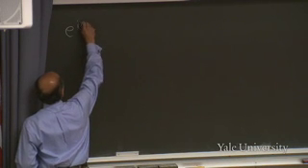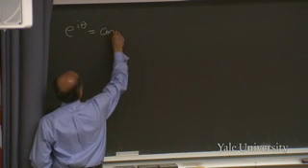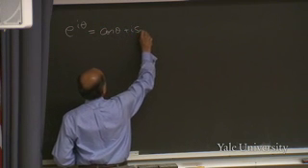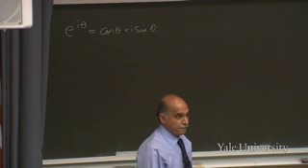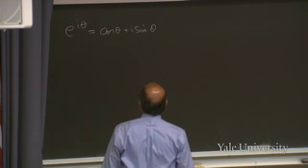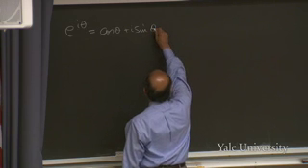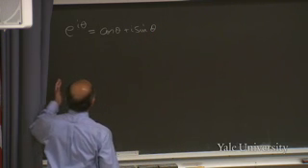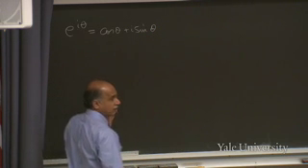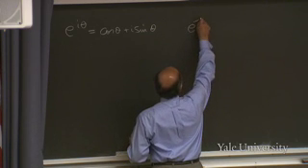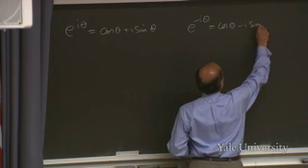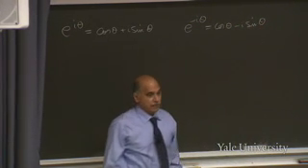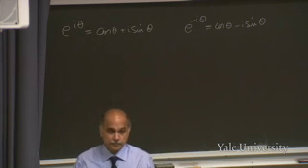e to the i x, or theta, I don't care. Let me call it theta here, is cosine theta plus i sine theta. That's a great formula from Euler. From this formula, if you take the complex conjugate of both sides, that means change every i to minus i, you will get e to the minus i theta is cosine theta minus i sine theta. That also you should know.